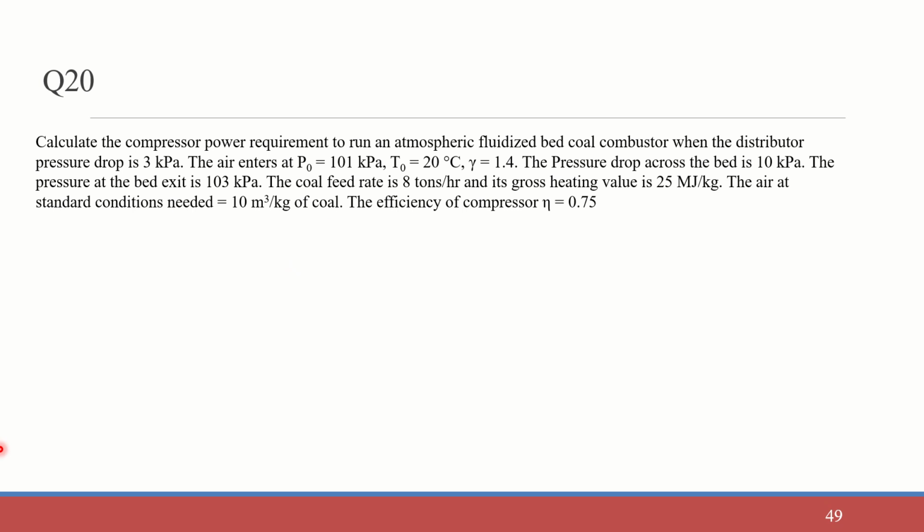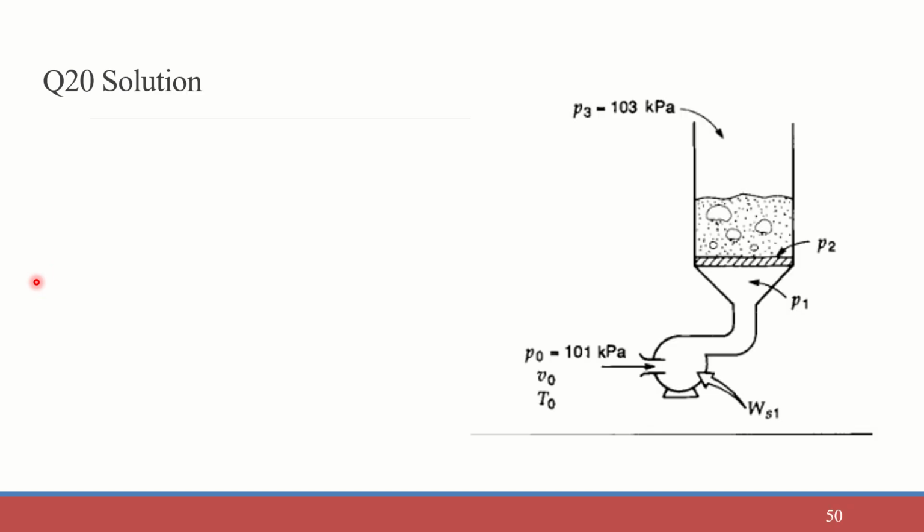So we are asked to find the compressor power requirement. The options are: option A 455 kilowatts, option B 655 kilowatts, option C 355 kilowatts, option D 200 kilowatts. The answer is 455 kilowatts. We'll see how.